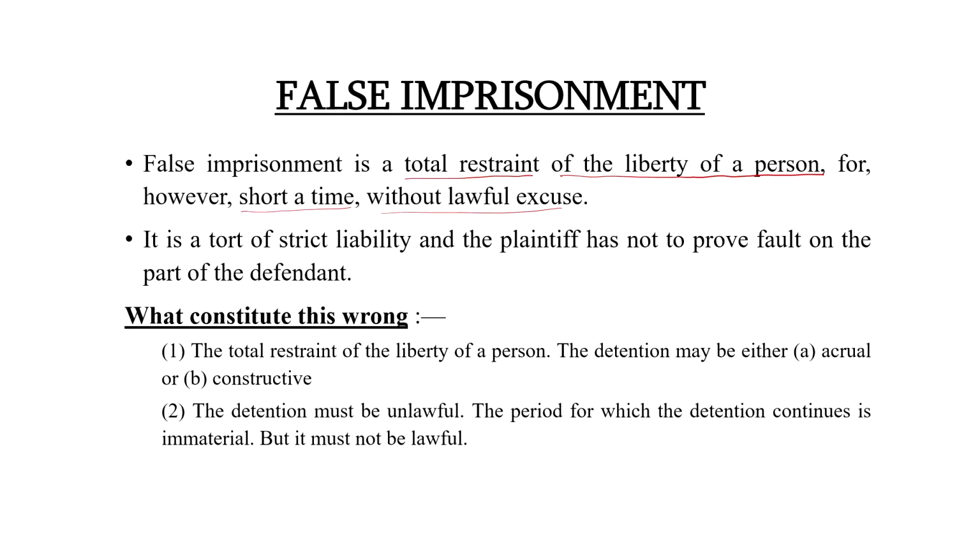Then what constitutes this wrong? Total restrainment of the liberty of a person, that is important, and the detention may be either actual or constructive. Constructive is through another: you are detaining someone through another person. The detention must be unlawful. So, there should not be a lawful detention, it should be unlawful detention, and detention continues in an unlawful manner.